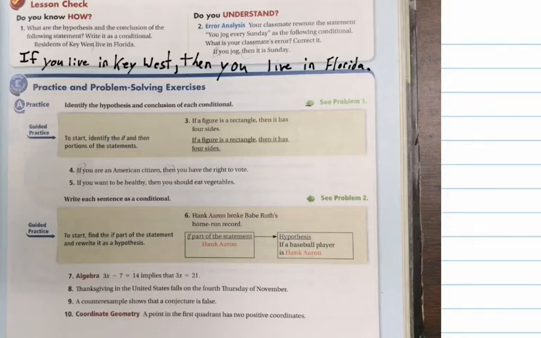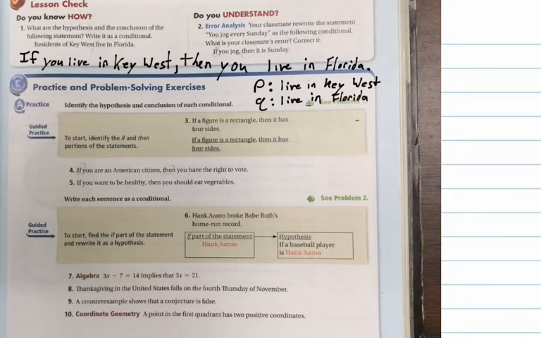So now we identify the hypothesis, which is just the if part. I don't need to include the if when I identify it. It comes right after the if. So in this case, it's live in Key West. And the conclusion is live in Florida.